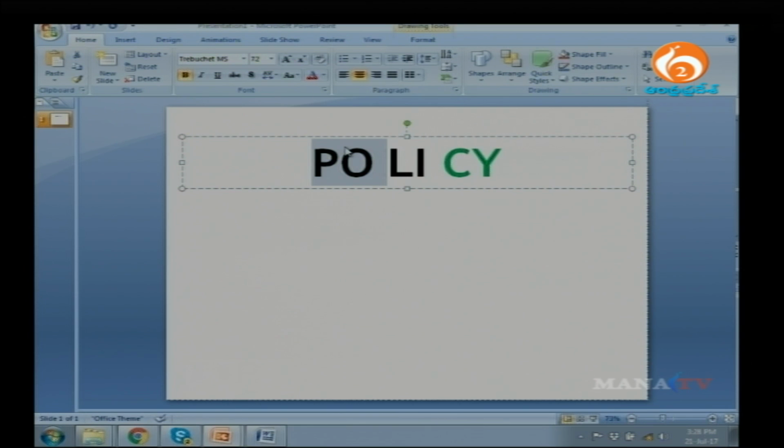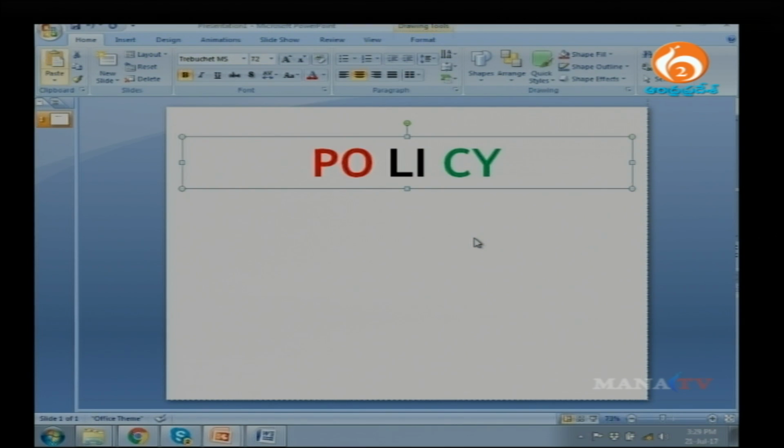Penultimate, antepenultimate. This rule says the antepenultimate will have the stress. So I will say policy. All right. CY is the word ending. Policy.